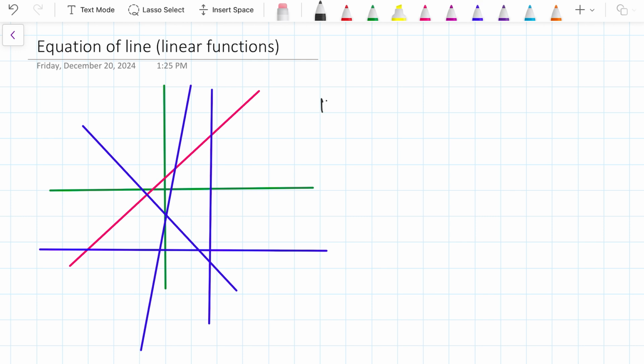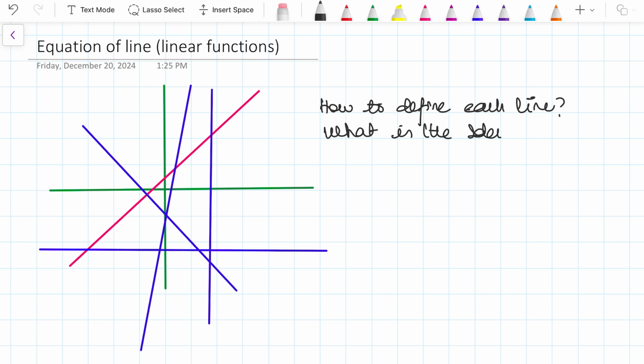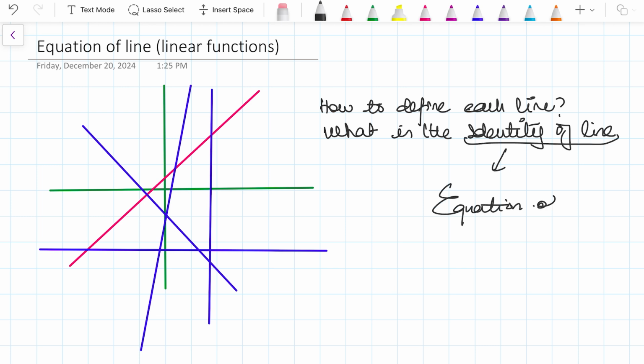The line can be an upward sloping line but with a different slope. So how to define each line? What is the identity of the line? The identity of the line is its equation. And what is the equation of a line? The equation of a line is y equals mx plus c. And you have seen in the previous video that in an equation, x and y are the variables, so they don't require any value, right? The equation is in the form of variables.